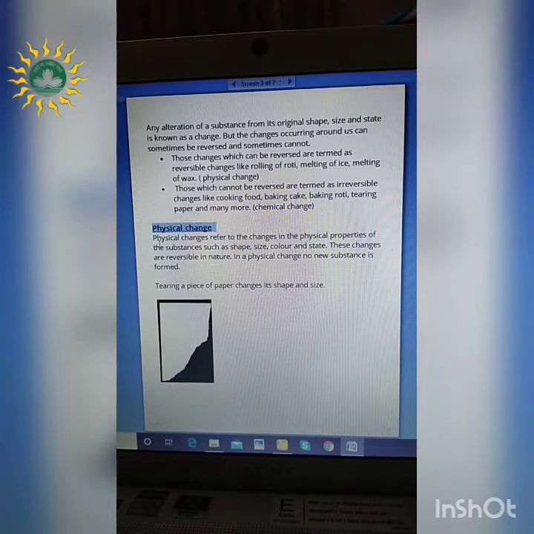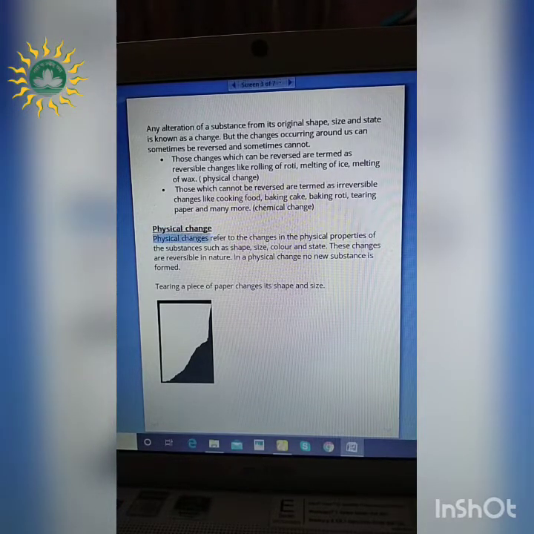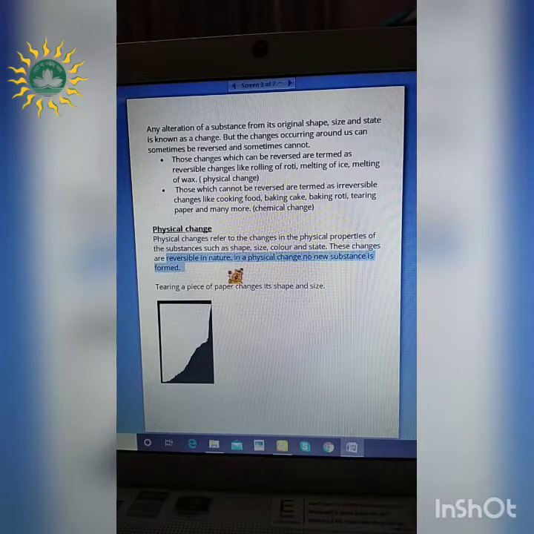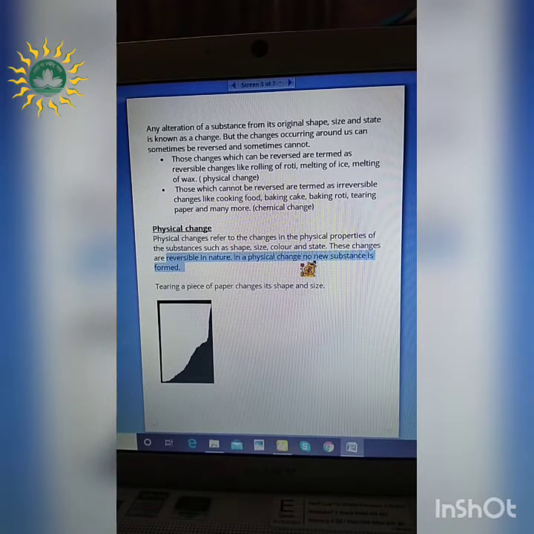So what is physical change? Physical change refers to the changes in the physical properties of the substance such as shape, size, color and state. If these changes are taking place, we can easily consider this as a physical change, because only changes in the physical properties are taking place. These changes are reversible in nature. That means they can be reverted back to the original form, and hence no new substances are being formed.